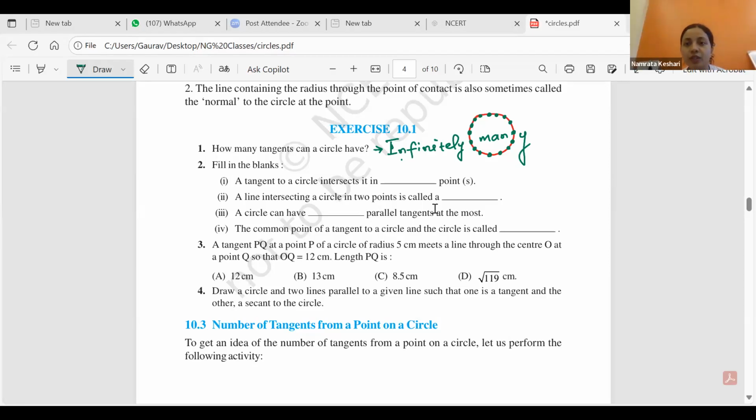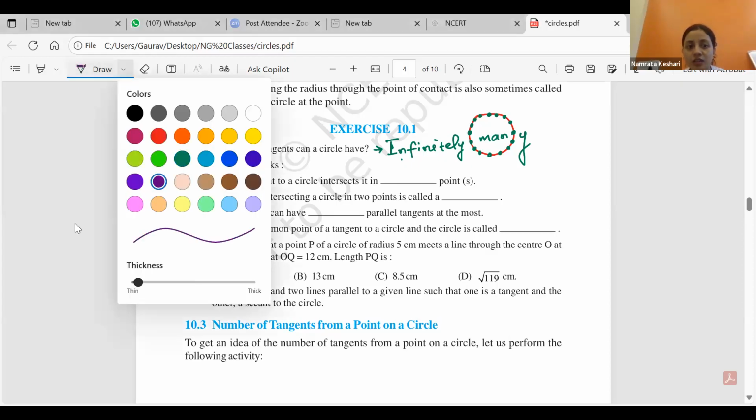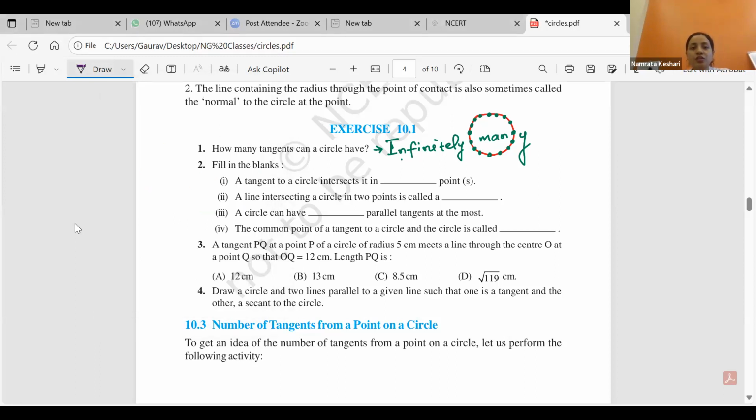Are you getting it, Samya and Afreen? Yes, ma'am. There will be infinitely many tangents in a circle. Okay, a tangent to a circle intersects it in one and only one point. That's called the point of contact. So it intersects at just one and only one point.